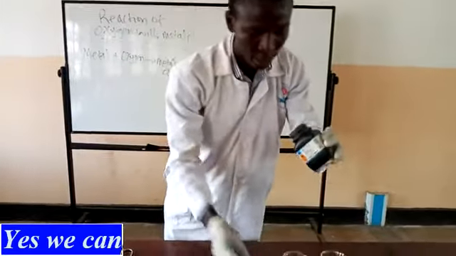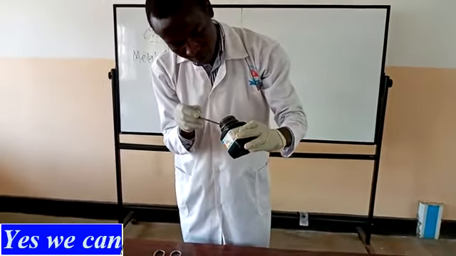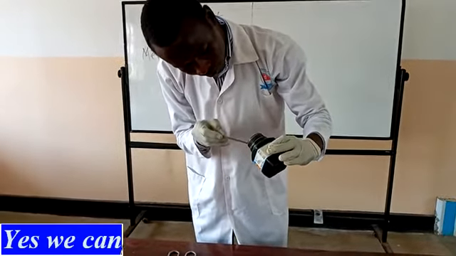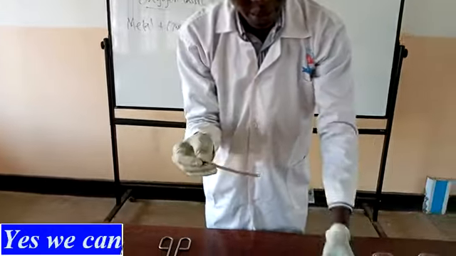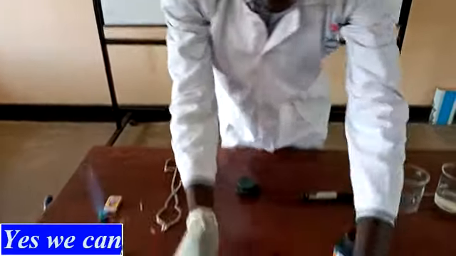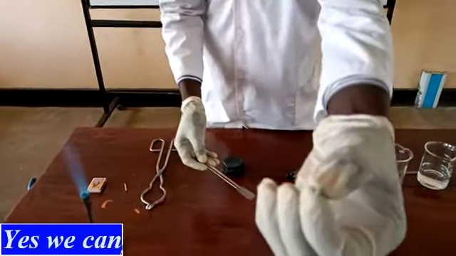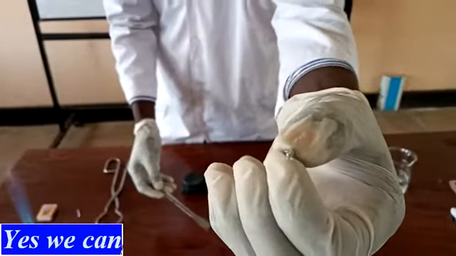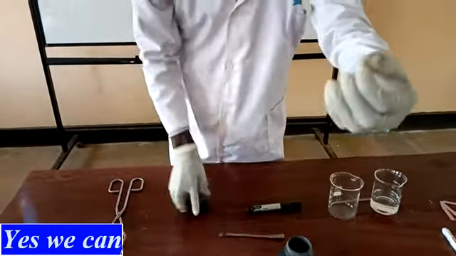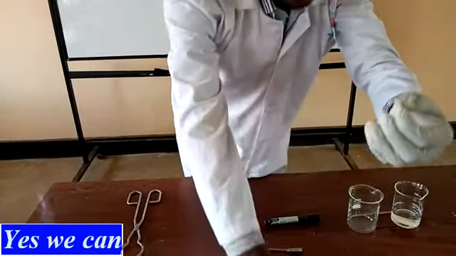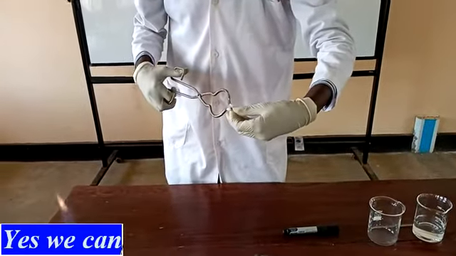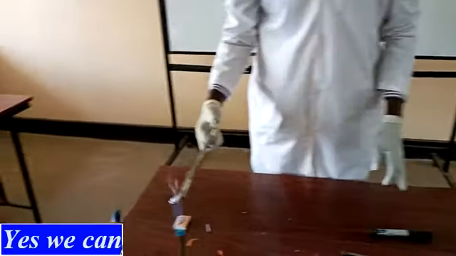and I'm going to pick a small granule of calcium from inside there. This is calcium. How does it look like? What is the color? Good, that is calcium. So we want to burn calcium in presence of air or oxygen. And we see the color.